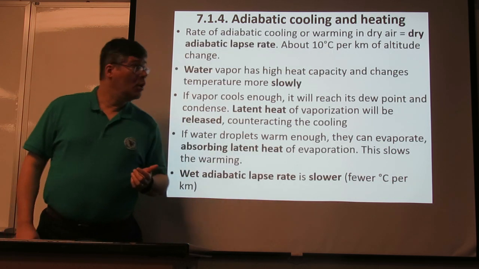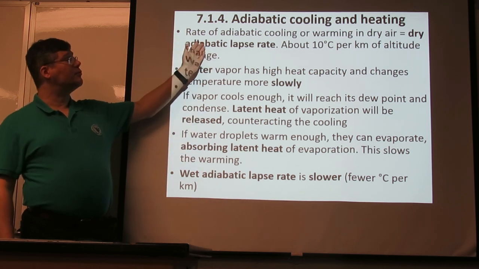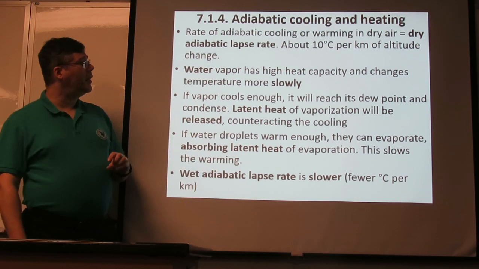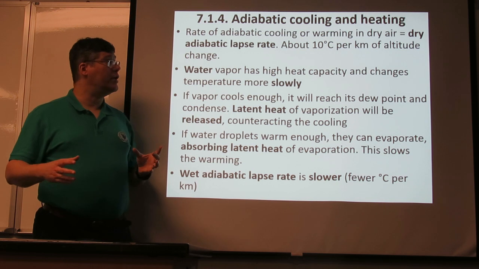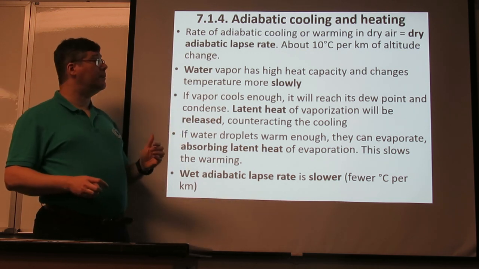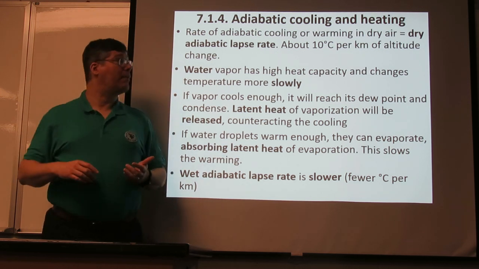How fast? Well, for dry air, this is referred to as the dry adiabatic lapse rate. Yeah, kind of a big name, but basic idea: how fast does dry air change its temperature due to the change in pressure from moving up and down? Turns out it's about 10 degrees Celsius if you go up or down by a kilometer.